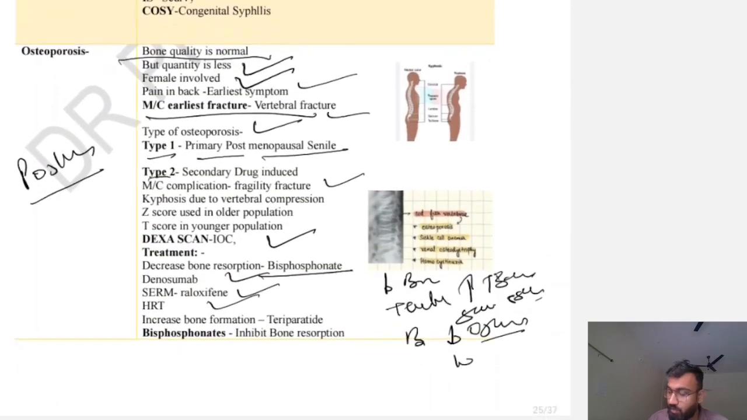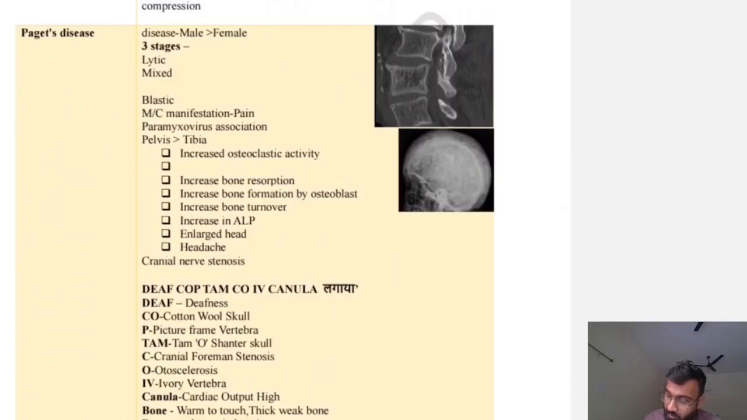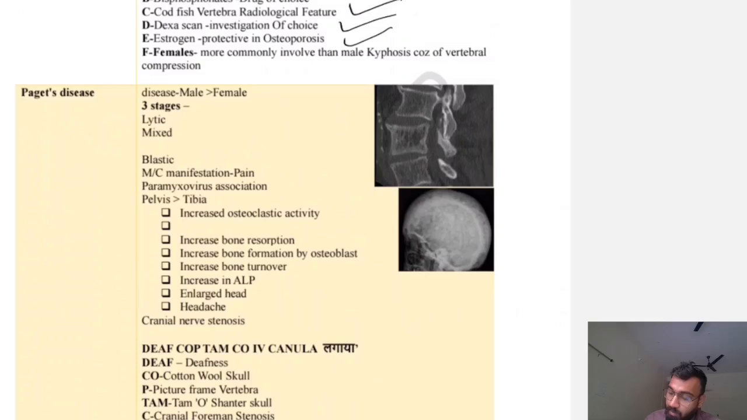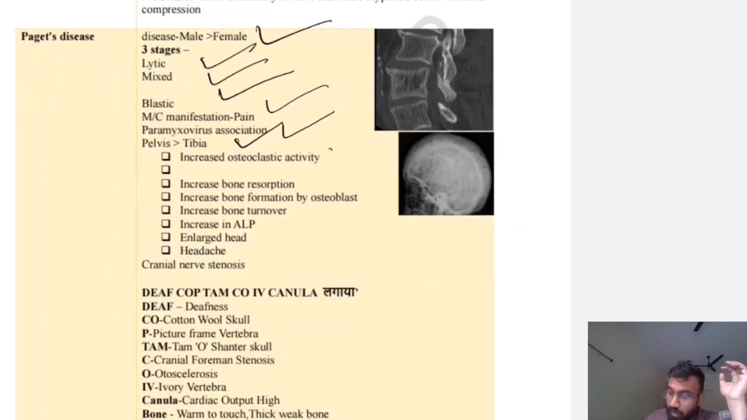Okay, so in osteoporosis, all the parameters are normal. Paget's disease is more commonly seen in males than females. It has 3 stages: lytic, mixed and blastic. Most common manifestation is pain, with paramyxovirus association. Pelvis is most commonly affected, more than tibia. It is due to increase in osteoclastic activity. Increase in bone resorption, increased formation by osteoblasts, increased bone turnover, increase in ALP, enlarged head, headache.